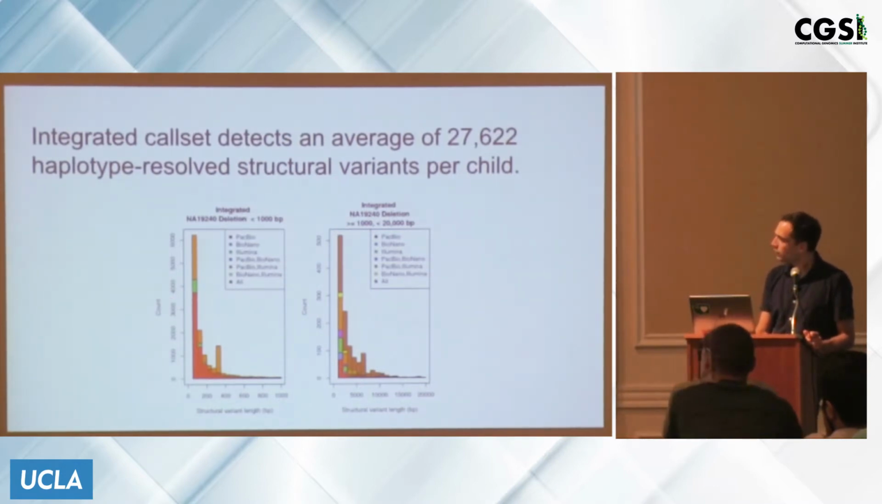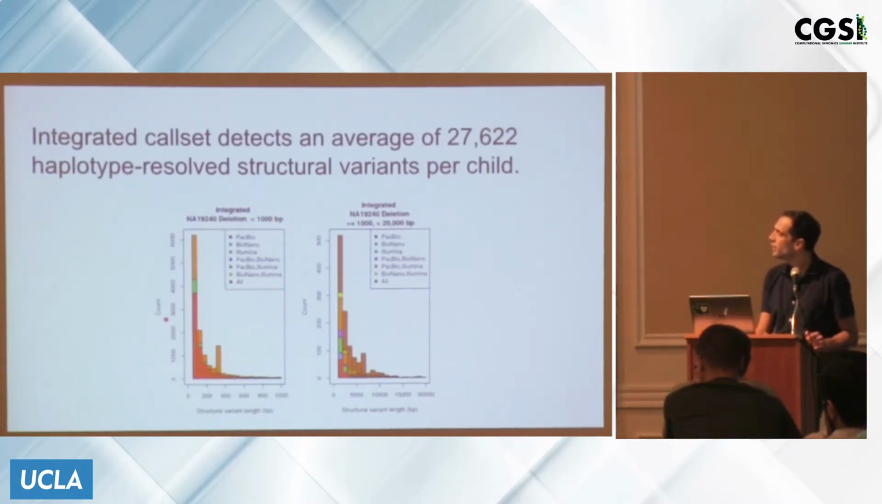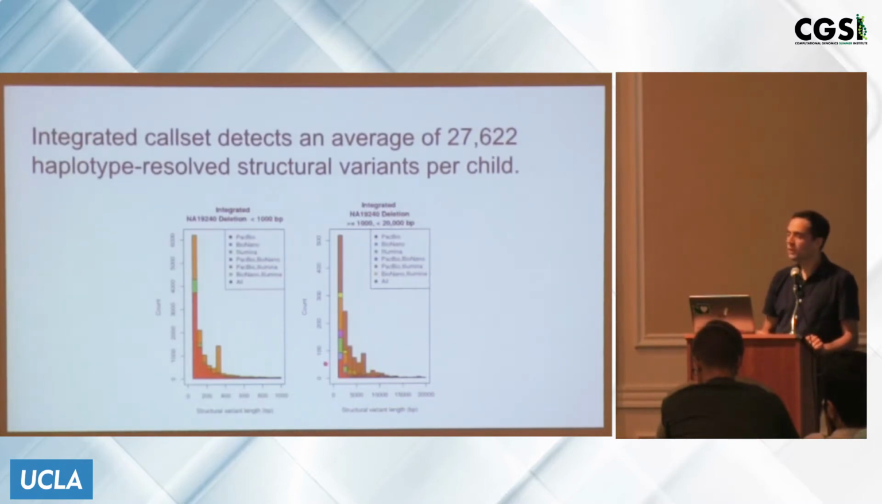And so the take-home message from this is that the largest contribution to the raw number of variants is relatively small-scale variants that are detected by PacBio. We know that these are mostly tandem repeat variation. And as we move into larger and larger variants, we start to see a greater and greater fraction of essentially all methods agreeing on the type of variants that are called.